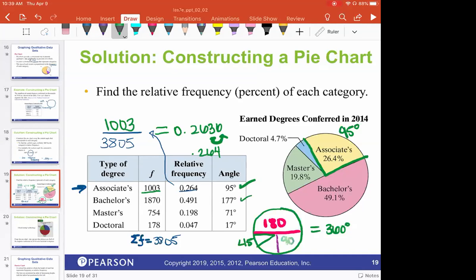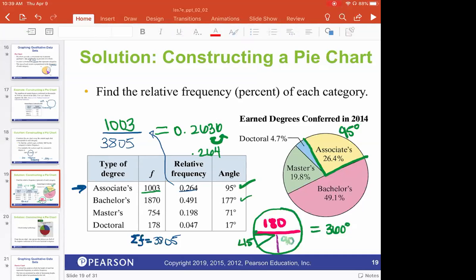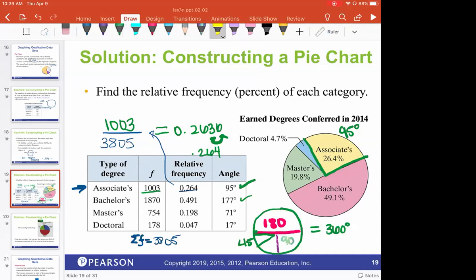Let's do bachelor's. Bachelor's is 177, and we said that half of it is about 180, right? So 177 should be about half of the circle, which is what we have here for our bachelor's. And that's 177 degrees. Then you can start filling things in. Our master's is 70 degrees. We know that a fourth of it is 90 degrees. So let's do something that's a bit less than a fourth for our master's to match that 71. And then we can leave a small little chunk of 17 degrees for our doctoral.